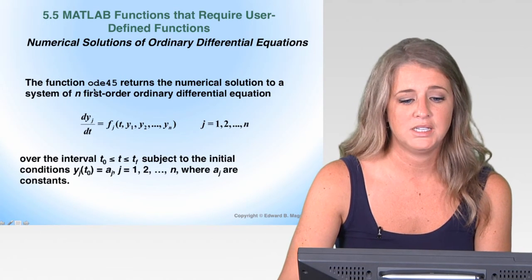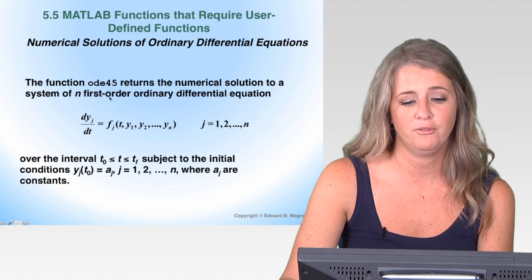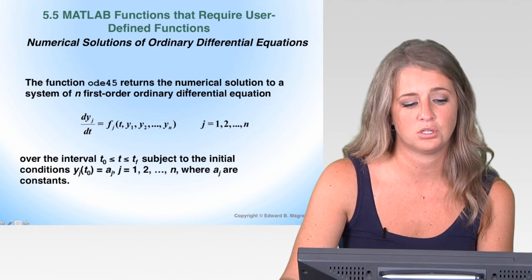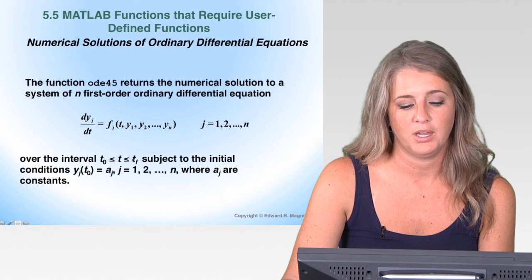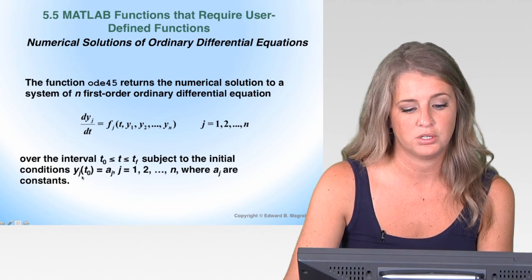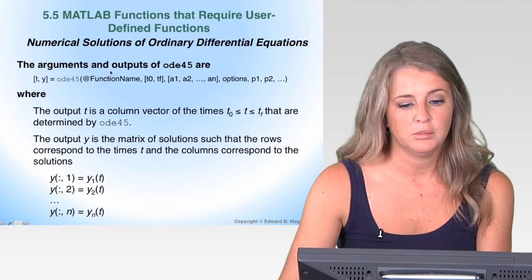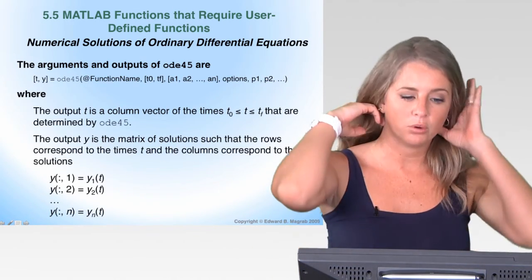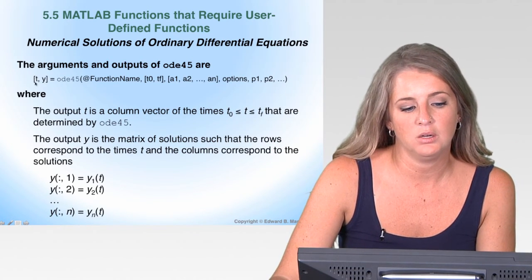So the function ODE45 returns the numerical solution to a system of n first-order differential equations over the interval t is greater than or equal to t naught and less than or equal to t final, subject to the initial conditions as stated here. The arguments and outputs of ODE45, so this is the general syntax that you have here. So t and y are going to be your outputs.